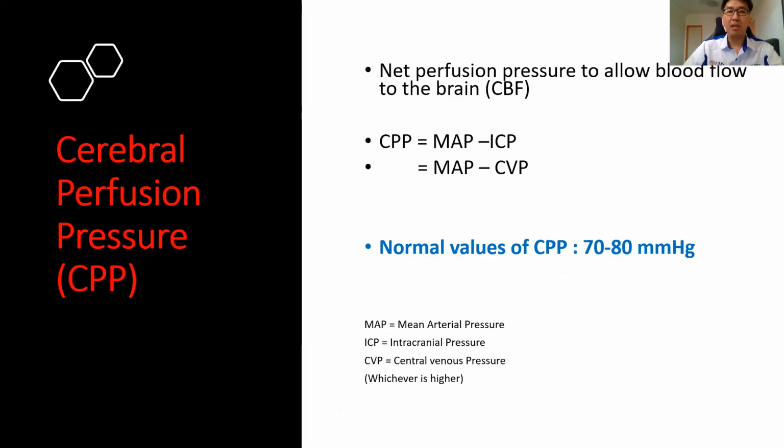I'm going to talk about the cerebral perfusion pressure. The cerebral perfusion pressure is the net perfusion pressure to allow blood flow to the brain. Cerebral perfusion pressure, the CPP, equals the mean arterial pressure minus the intracranial pressure, or the mean arterial pressure minus the central venous pressure, the CVP, whichever is higher. The normal value of a CPP is about 70 to 80 millimeters of mercury. So it is approximately the same value as the mean arterial pressure, assuming there is no presence of an increased intracranial pressure in an adult.